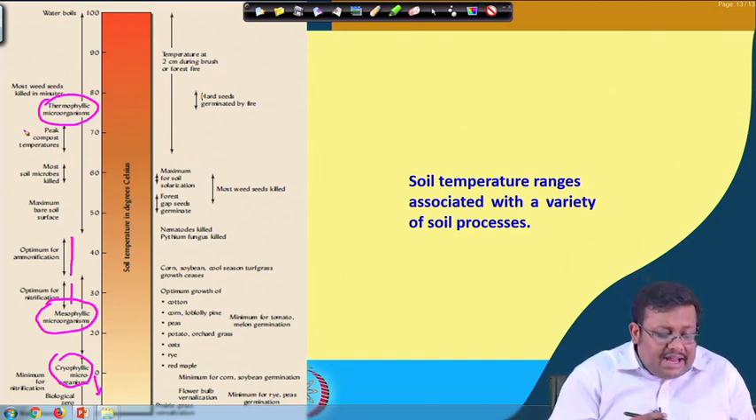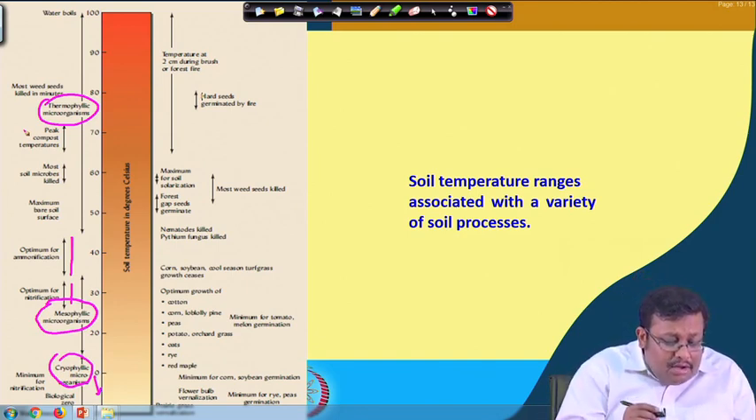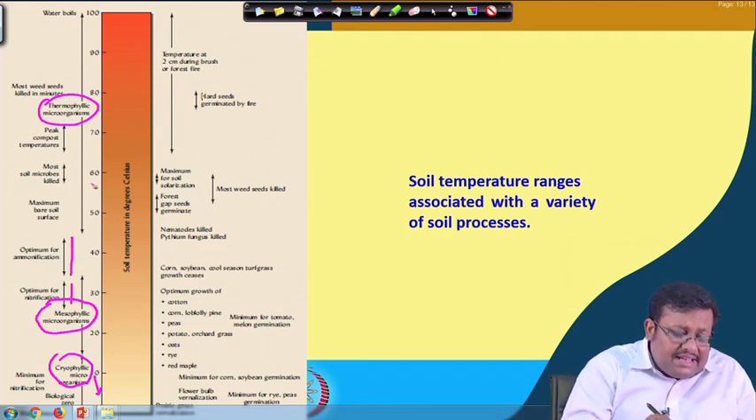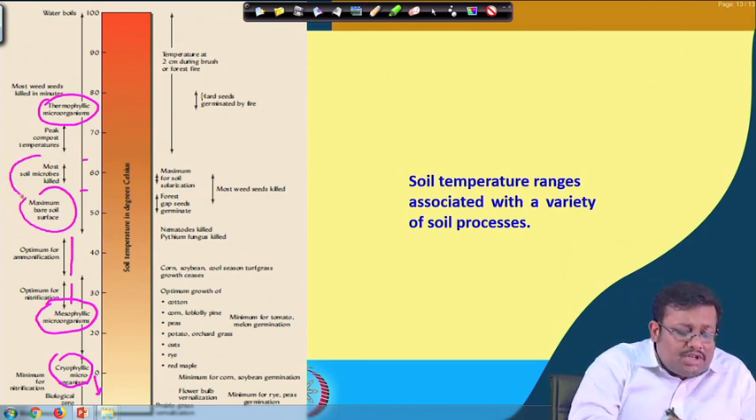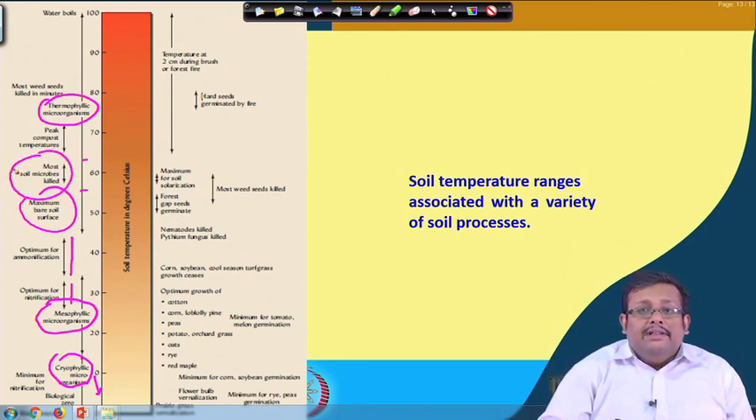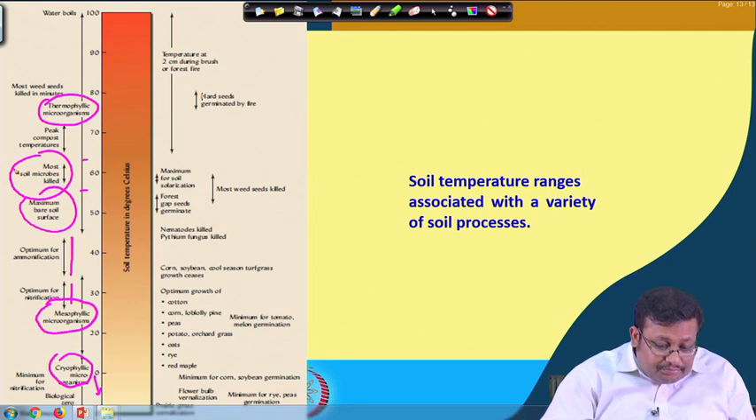And you will see that on the maximum bare soil surface, the temperature range is around 50 degrees centigrade, and from around 55 to 65 degrees centigrade, most of the soil microorganisms are killed because of the high soil temperature.